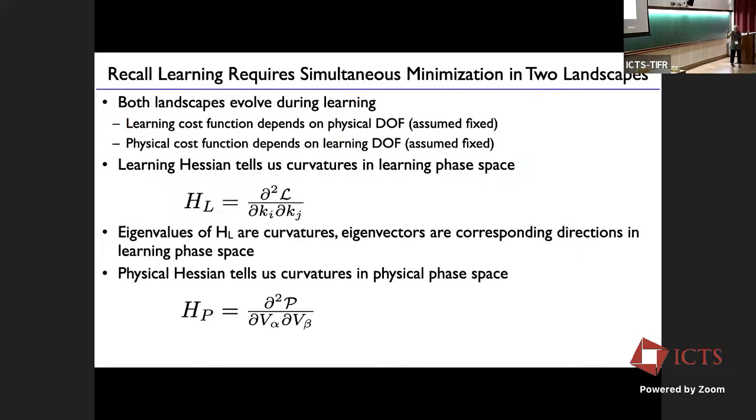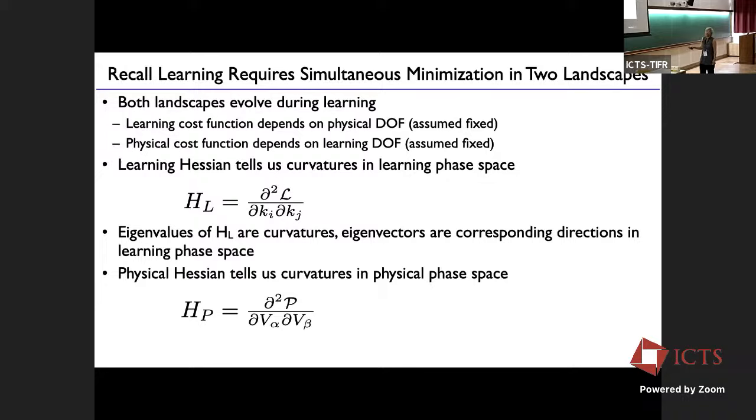All right, so but now we want to do better. We want to avoid even applying the inputs. We want to just look at a network, like I was waving in Jason's face, and then tell you what this network has learned. Okay, so here's the learning Hessian, and here's the physical Hessian.